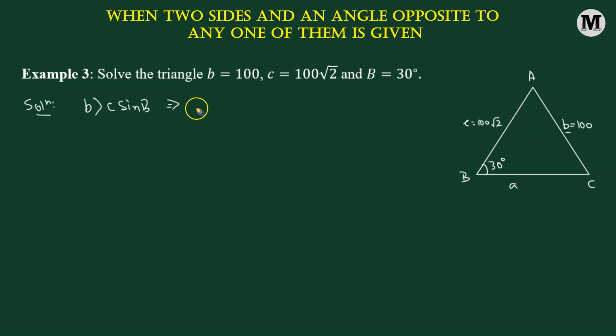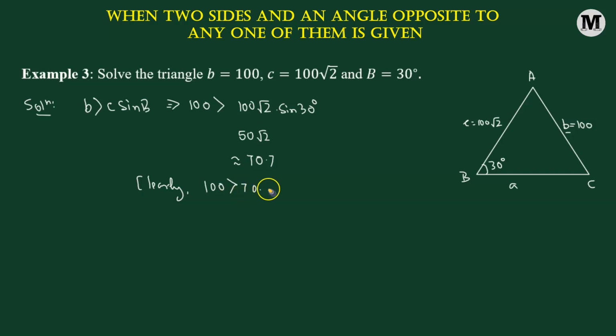So clearly we'll see here that B is 100. It has to be greater than C, which is 100 times square root of 2, multiplied by sine of angle B, so that's 30 degrees. Now sine 30 degrees, we know that is 1/2. So we have 50 times square root of 2, and that is approximately 70.7. Clearly 100 is going to be greater than 70.7. So it fulfills the criterion that B is indeed greater than C times sine of angle B. So here we should get two solutions. That means we should get two triangles. So let's try to solve the two triangles.